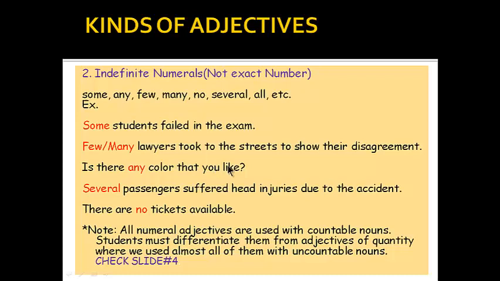Is there any color that you like? Several passengers suffered head injuries due to the accident. There are no tickets available. Students should note down that all numeral adjectives are used with countable nouns. If you look at all these examples, students, lawyers, color, passengers, tickets, they are all countable nouns. Students must differentiate them from adjectives of quantity, where we used almost all of them with uncountable nouns. You can check slide number 4 yourselves.